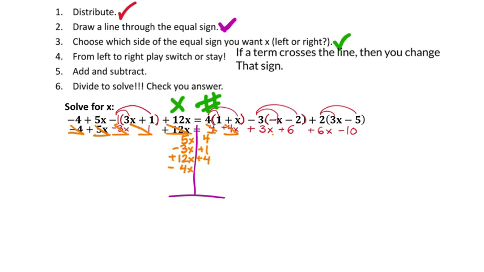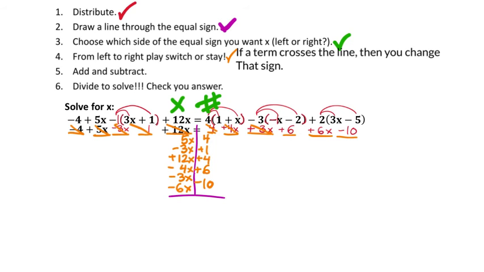Notice I'm crossing these out as I go too. The next term is this positive 3x, but it will cross the line, so I will change that sign into a negative 3x. Cross it out. Now my positive 6 will stay positive 6 because it's on the right side of the equal sign. And then this positive 6x will switch into a negative 6x. And then finally, our last term, negative 10, will stay negative 10. Because you can see here at the top, it now says to add and subtract. But I did finish the actual switch and stay game. So I'm moving on now to adding and subtracting.